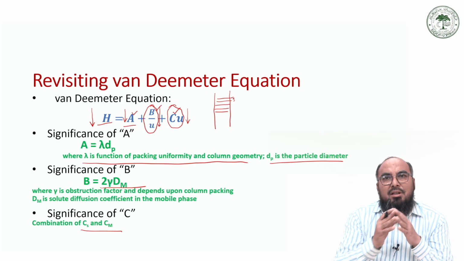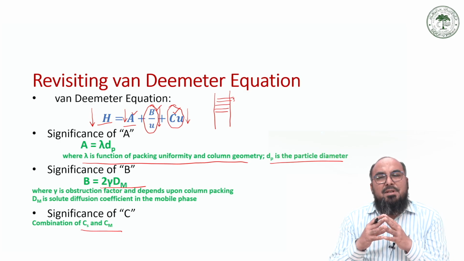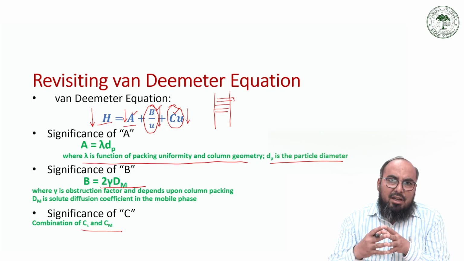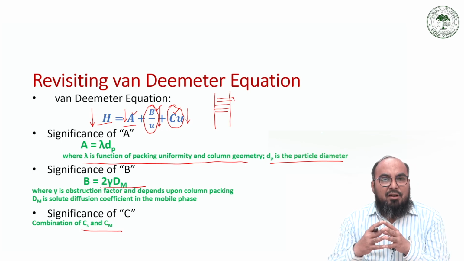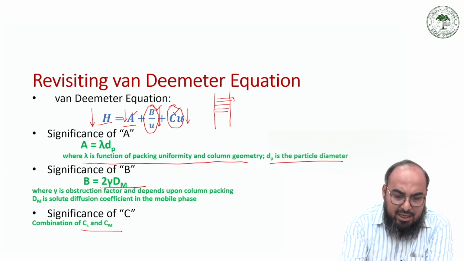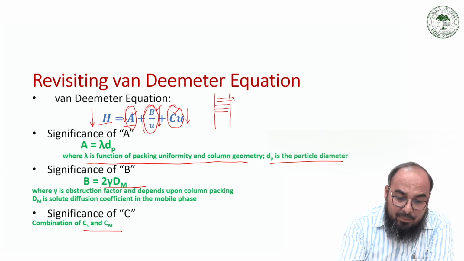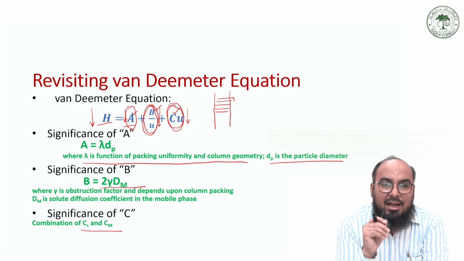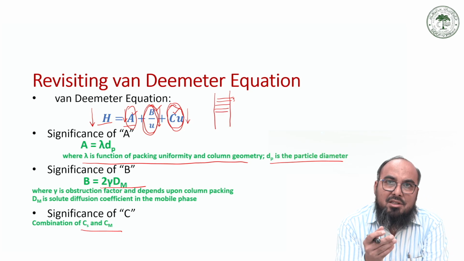We are going to look at these terms with regard to specific separations when we talk about liquid chromatography and gas chromatography. How these three terms, that is the A term, the B upon U term and the Cu term, come into play, we will see in the coming slides.